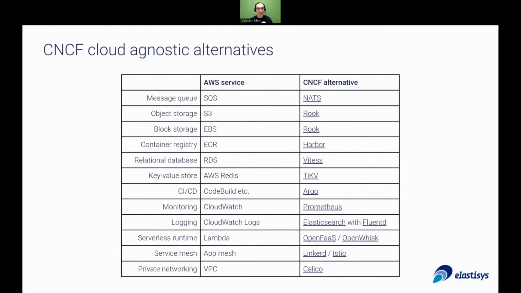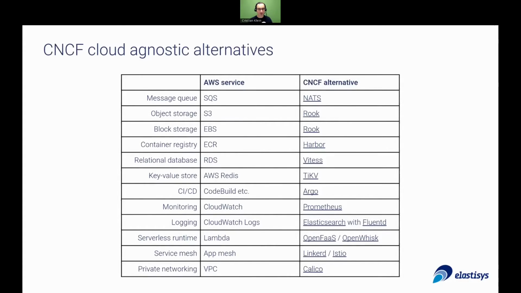Now, for the positive part, however, most of the AWS services have some kind of cloud-native alternative. So if, for example, you're using a message queue such as Simple Queue Service, then there is NATS as a cloud-native computing project that allows you to do that. If you need something like object storage or block storage, so the equivalent of S3 or EBS, you have Rook, which is a pretty mature project and allows you to deal with that. Container registry, Harbor. If you need a highly available relational database, which is automatically replicated across multiple availability zones, Vitess offers a solution to that.